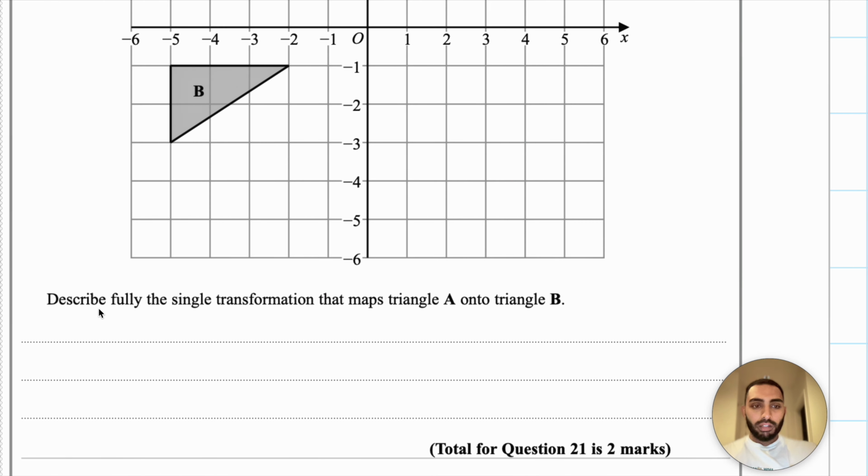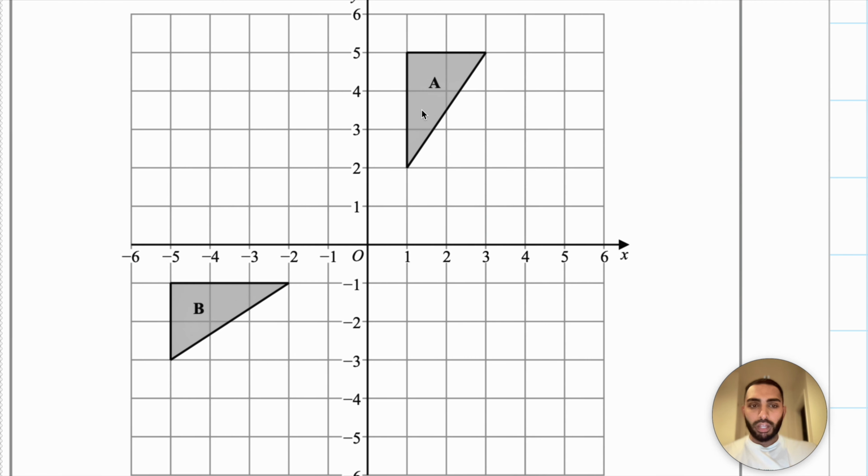Question 21. Describe fully the single transformation that maps triangle A onto triangle B. So the first thing you might think, it looks like it's a rotation, but if I rotate it that way, that triangle A would look like that.